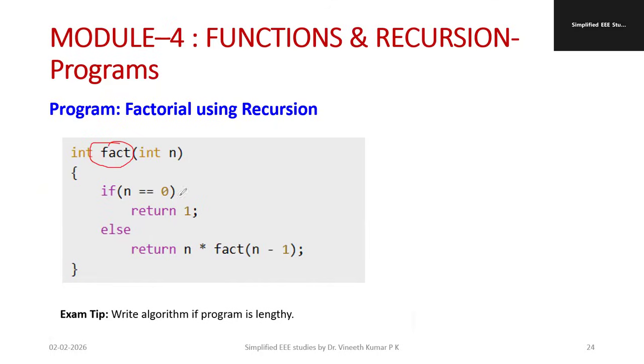Then you are supposed to go for: if the number equals 0, the factorial value will be 1. That is called the base case. Then the recursive case, it will return n into FACT of n minus 1. That is actually a recursive case, because 2 factorial means what? 2 into 1, right? Same thing. Correct.